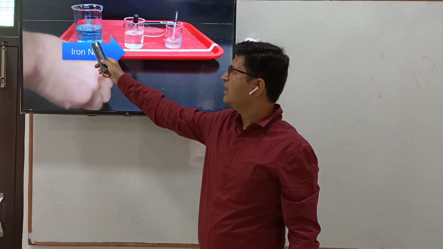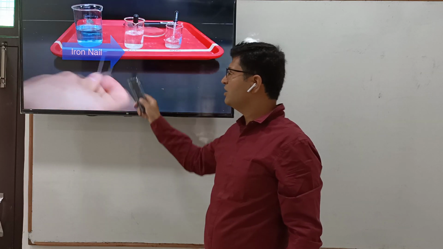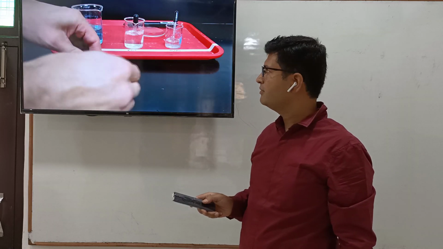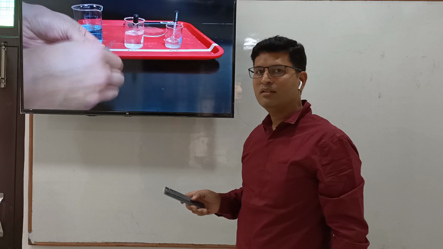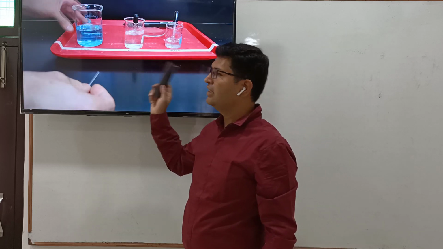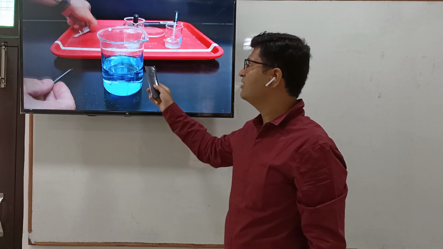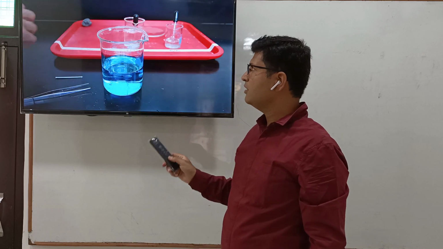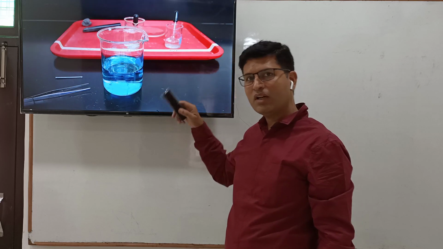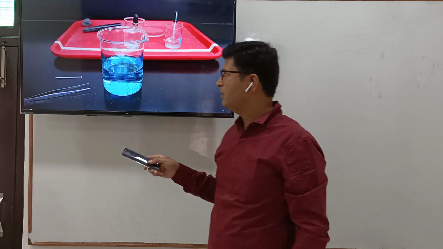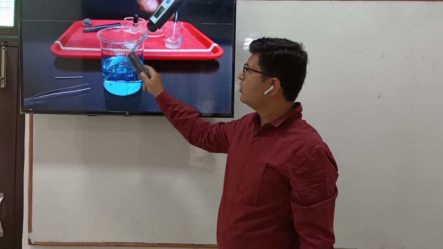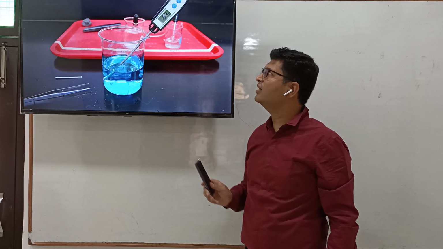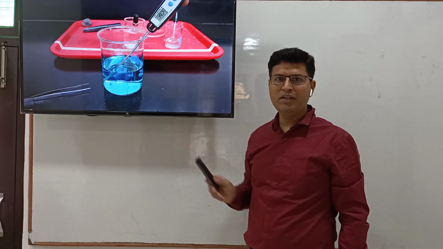Next, we are taking copper sulfate blue color solution, and here is the iron nail. It should be rubbed with sandpaper or any other material, such as a spoon. Now we add the iron in the copper sulfate solution. What will we observe? We add the iron nail in copper sulfate solution at room temperature. For the room temperature, what have we taken? We have taken a thermometer.